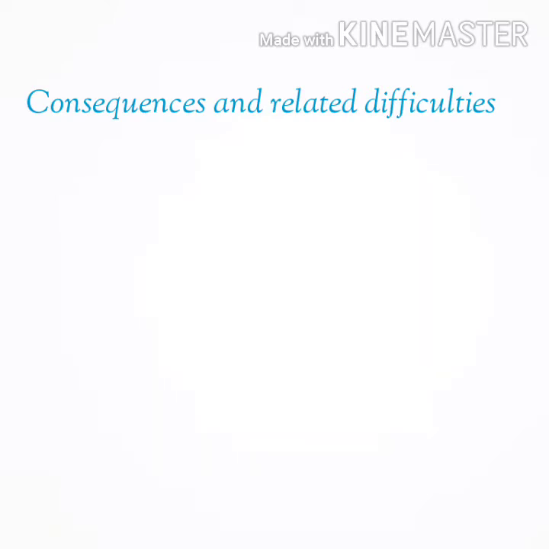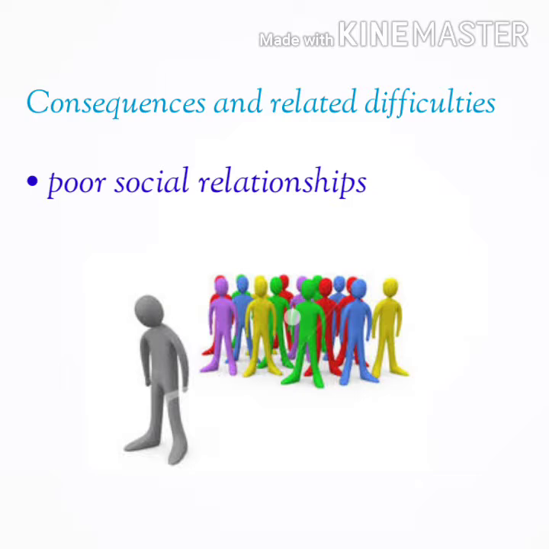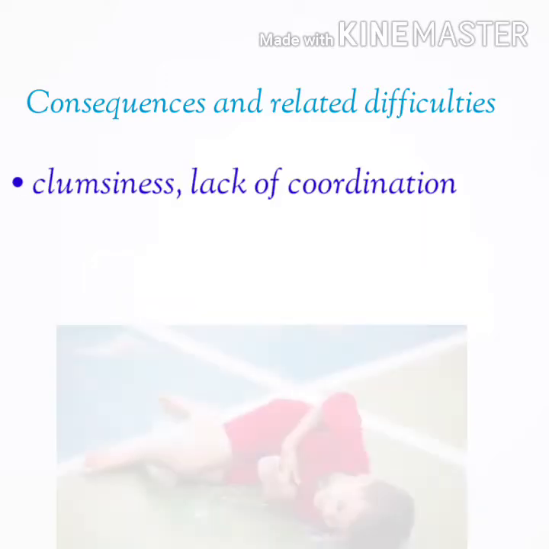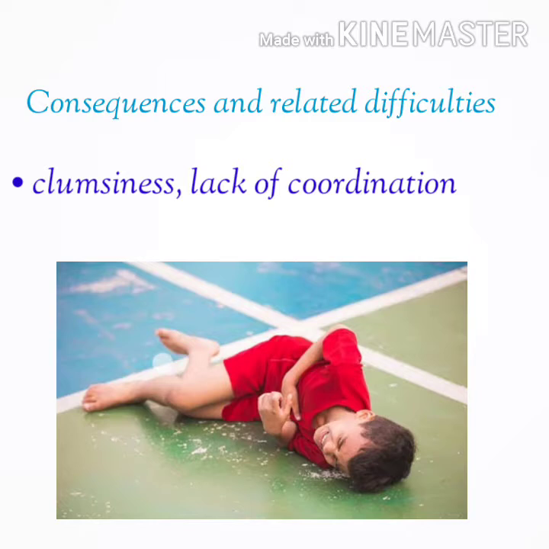The next is poor social relationships. Students with learning difficulties can be socially isolated and can have difficulty making friends. So for social relationships, a child with these difficulties struggles to find or make friends, because usually the others tease them. The next is clumsiness, lack of coordination. Some students with learning difficulties are also poorly coordinated and have difficulties with sports, games, and other physical activities.